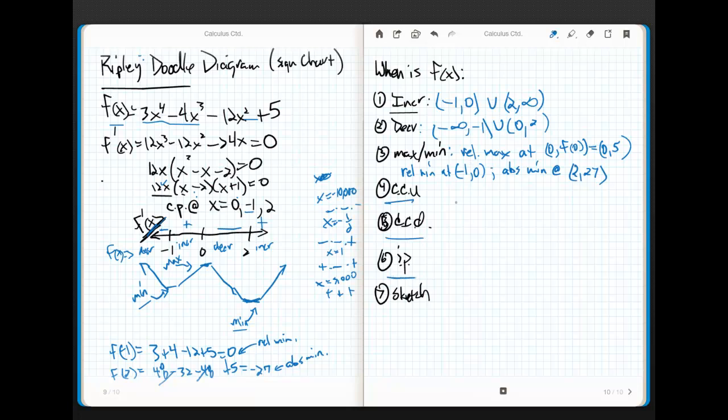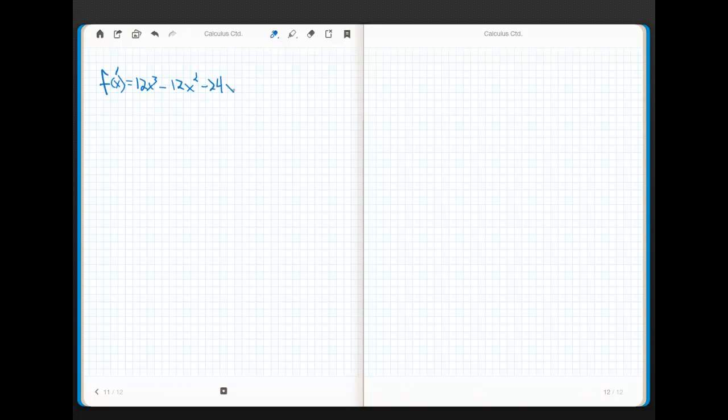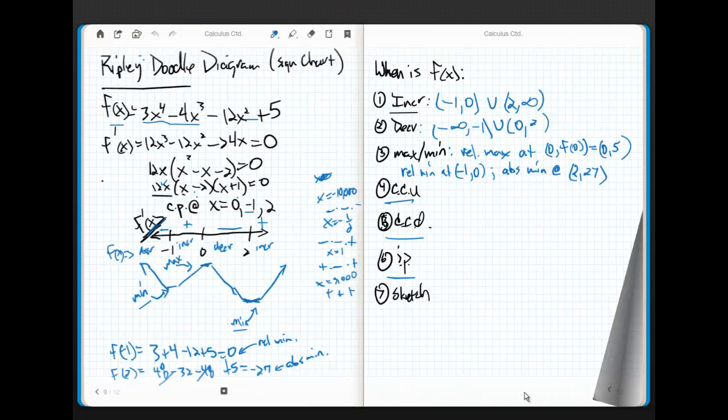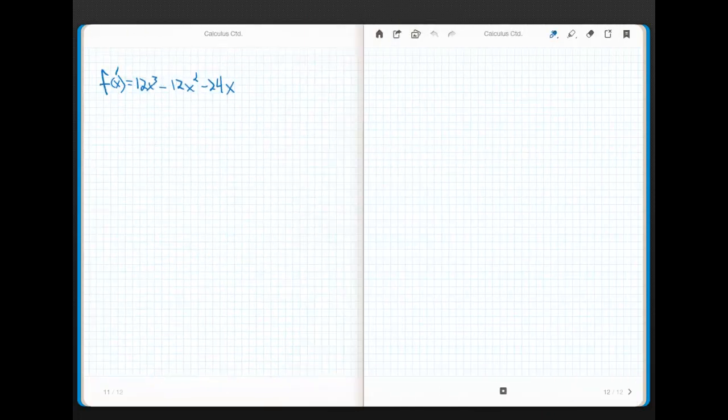Now, what do I need for those guys? Well, you guessed it. I'm going to need a second derivative. So let's write f prime of x equals, what was it? Let's see if I can remember, 12x cubed minus 12x squared minus 24x. That's my first derivative. Let me check, see if I remember. 12x cubed minus 12x squared minus 24x. So we're looking pretty good.